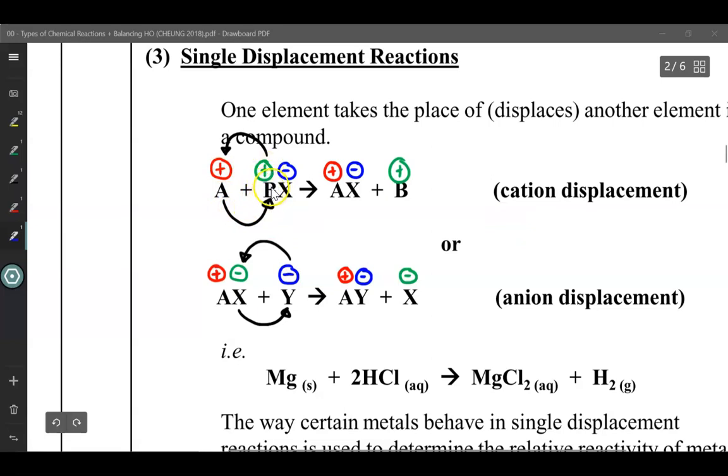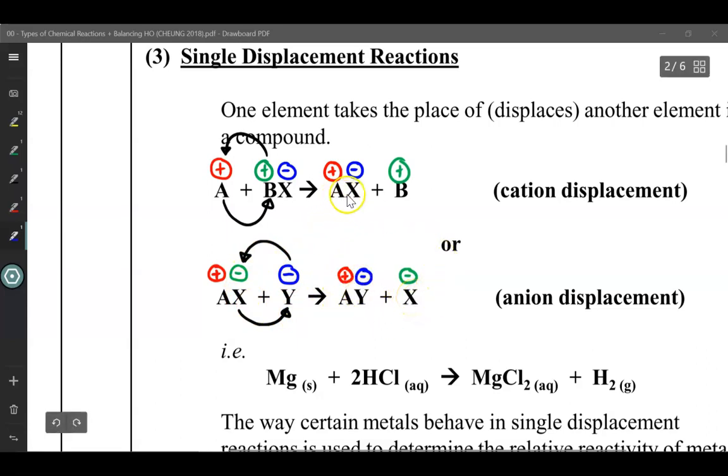So while B was originally bonded with X, by switching the positives, now A is bonded with X and B is by itself. Whereas in anionic displacement, it's the exact opposite. It's now the negative charges that are going to be switching places. So it used to be A and X were together. Now X and Y are trading places. So now we have A and Y are together and X is by itself instead.